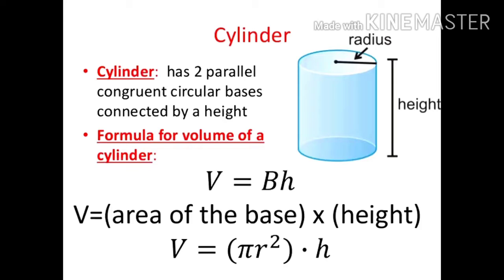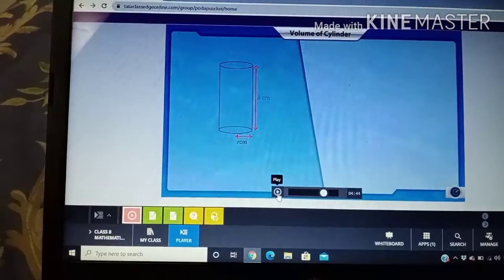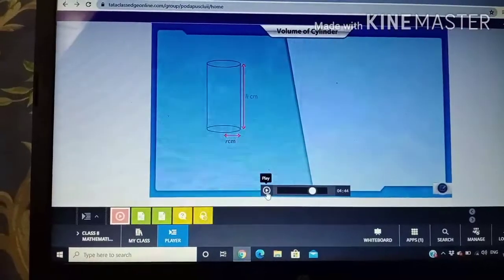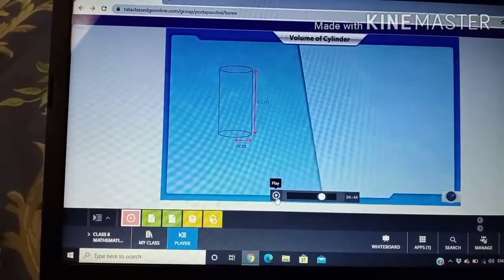Cylinder. A cylinder has two parallel congruent circular bases connected with the height. So the volume of a cylinder is base area into height. Base area, as it is a circular cylinder, is pi r square, into height h. Let us see how it comes through this video. Volume of cylinder. Let us see how we can find the volume of a cylinder.